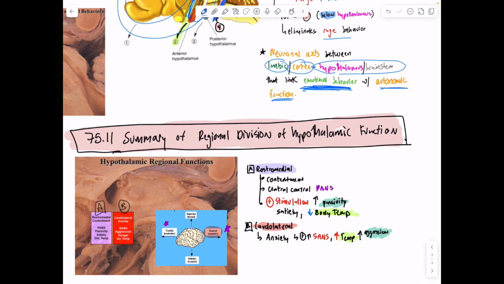All right, and then finally, just a general regional summary. So if you were to look at more rostral, to nostril, right, this image should be flipped, that's my bad. I mean, the words are correct, but it's confusing because this way is more rostral and this is more caudal. More rostral medial is associated with contentment, control over the parasympathetic nervous system. If you stimulate the rostral medial area, you're going to have an increase in passivity, increase in satiety, decrease in body temperature. And if you stimulate more caudal lateral, then you're going to have an increase in anxiety, increase in aggression, an increase in temperature, increase in fight or flight response.